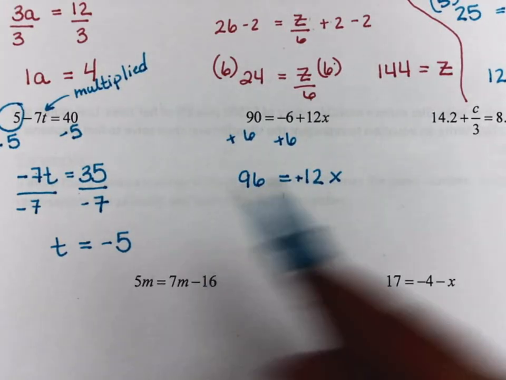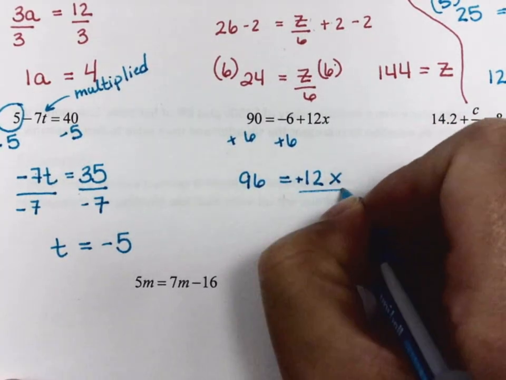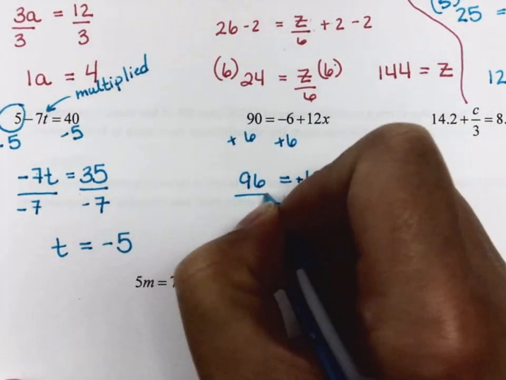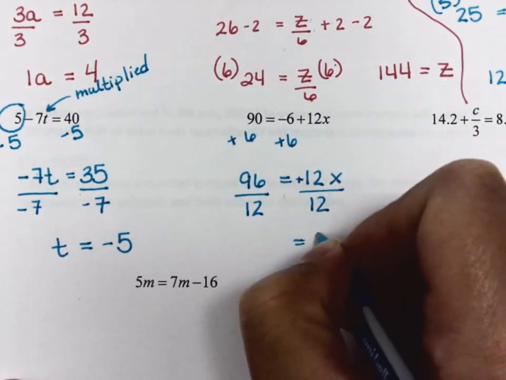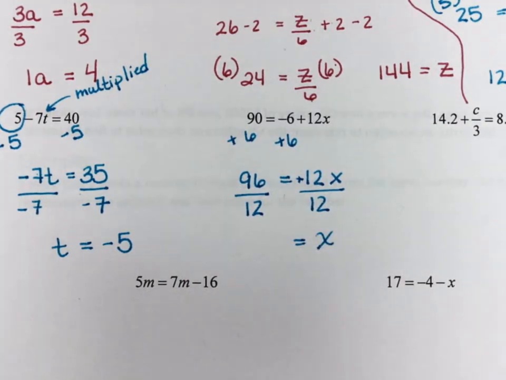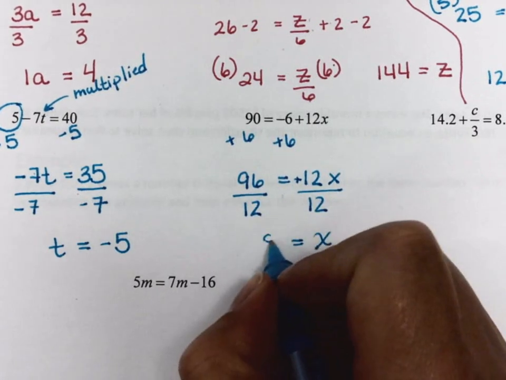And then we're going to take the 12, and we know that they're multiplied, so we're going to divide by 12. Whatever we do to one side, we have to do to the other. So 96 divided by 12 is 8.